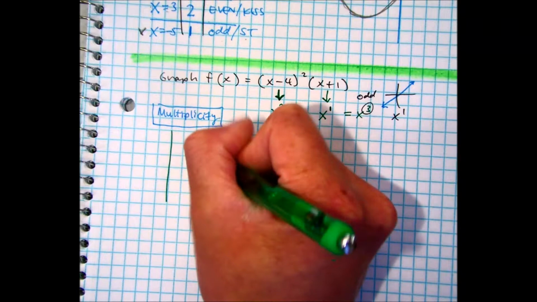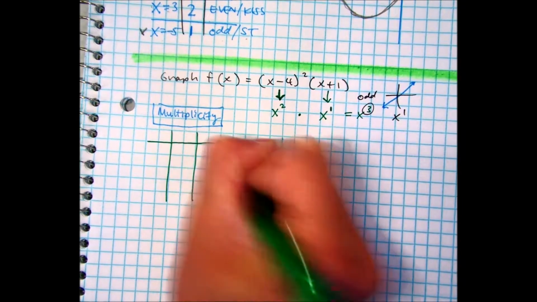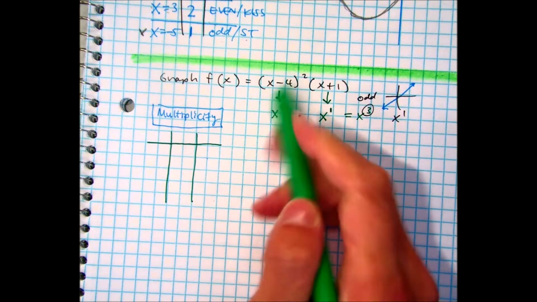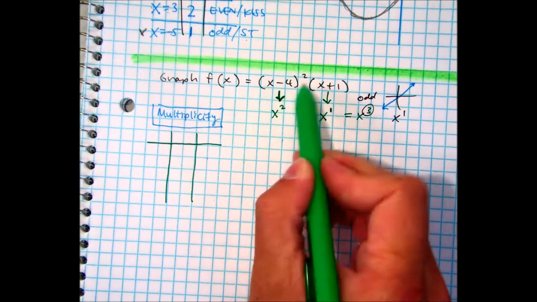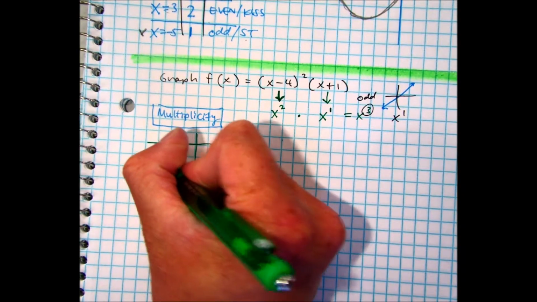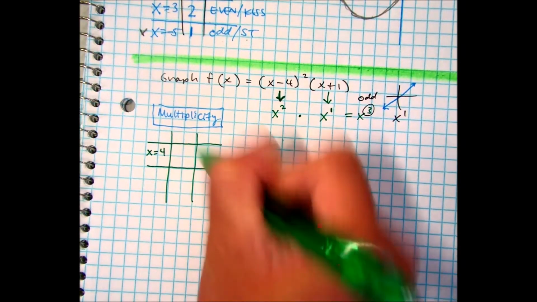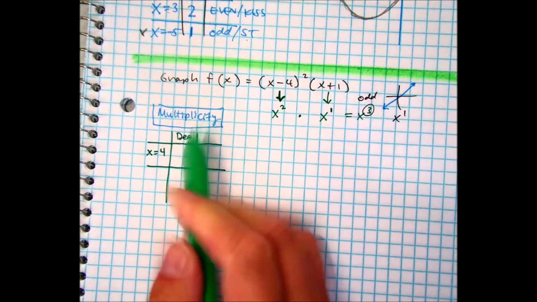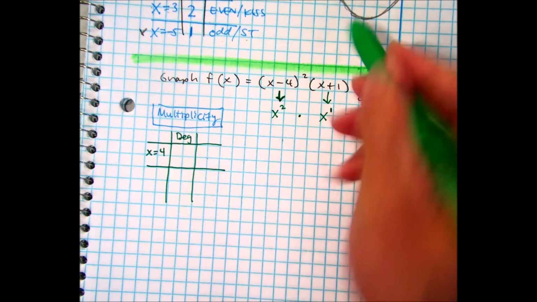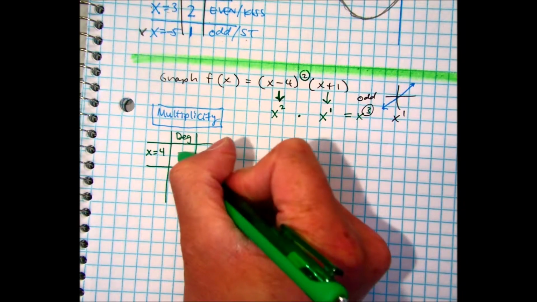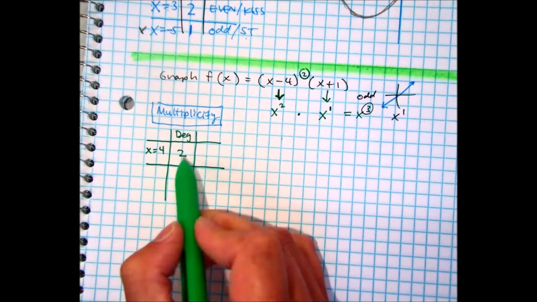To do the multiplicity, I'm going to have to do what? Make it equal 0. So we're going to have to do the zero product rule. If this says x minus 4, then x is equal to positive 4. Class, what's the degree here? So I'm looking at the outside there, degree of 2. And is 2 an odd or an even?